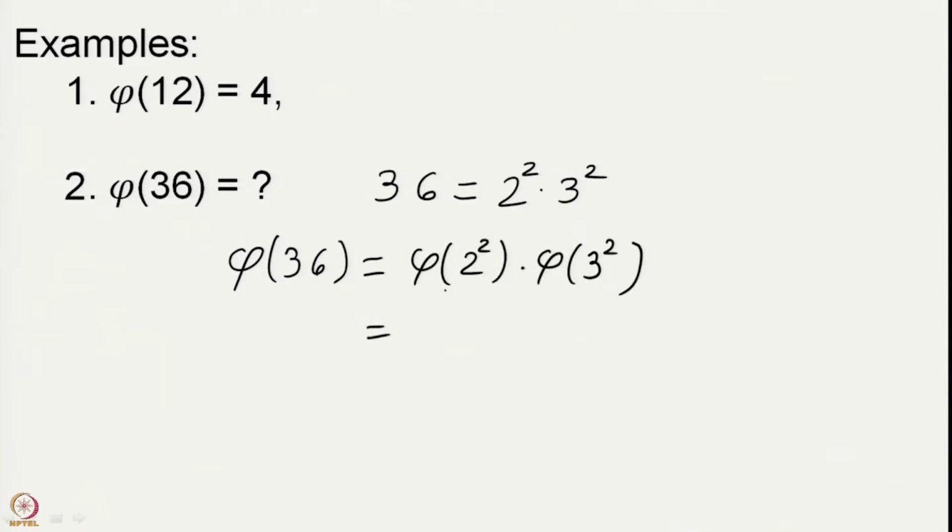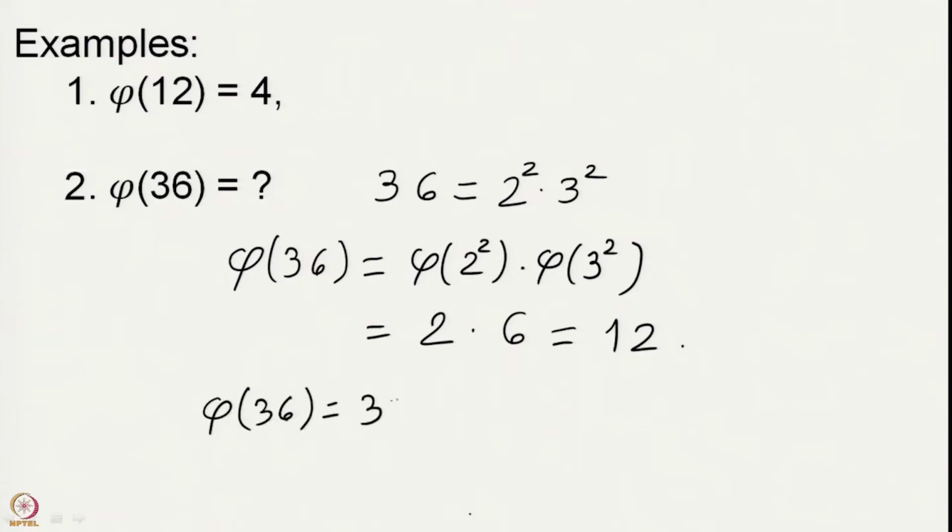We have computed phi 2 square in our last lecture, last slide, 2 square minus 2. So, this is equal to 2, and phi of value 3 square will be 3 square minus 3. So, that is 9 minus 3, which is 6, and so we get the Euler phi function on 36 to be equal to 12.